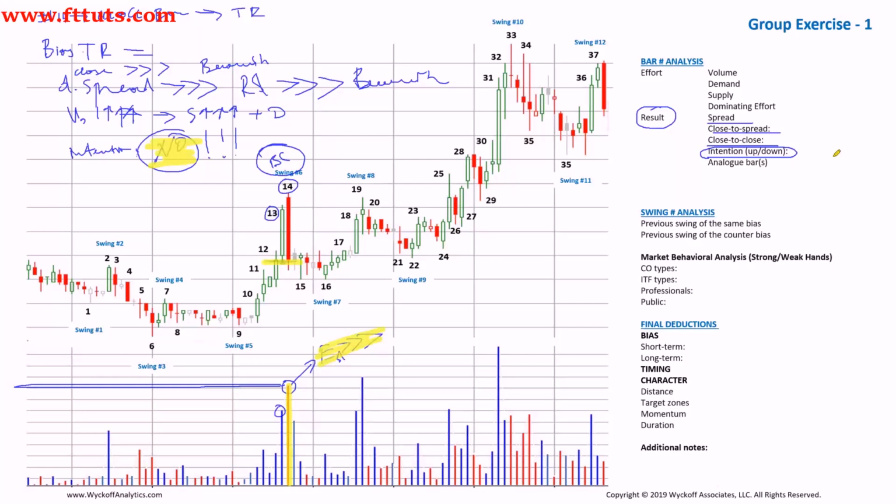Bullish. Oh my gosh. What looks so bearish suddenly becomes so bullish in our eyes, in the Wyckoff eyes.